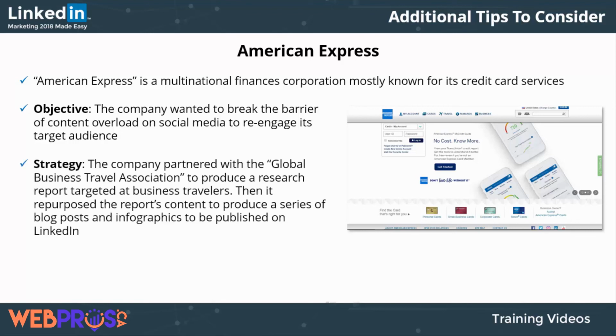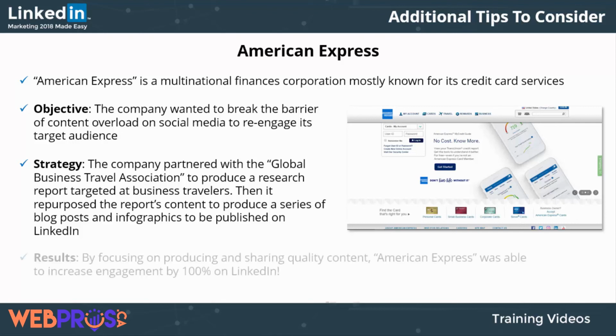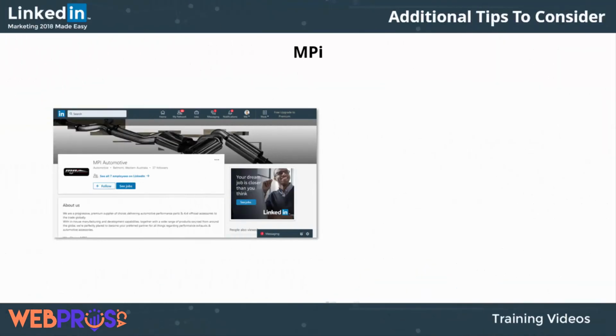Strategy. The company partnered with the Global Business Travel Association to produce a research report targeted at business travelers. Then it repurposed the report's content to produce a series of blog posts and infographics to be published on LinkedIn. Results? By focusing on producing and sharing quality content, American Express was able to increase engagement by 100% on LinkedIn.